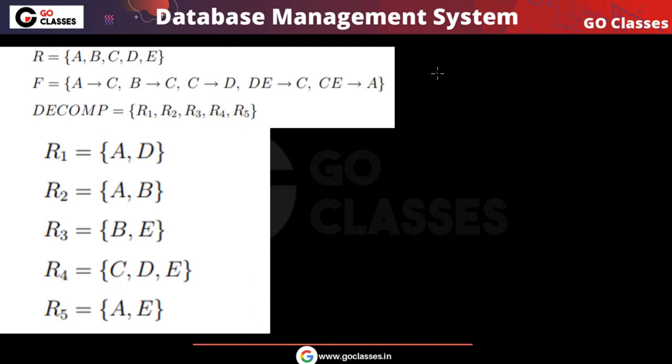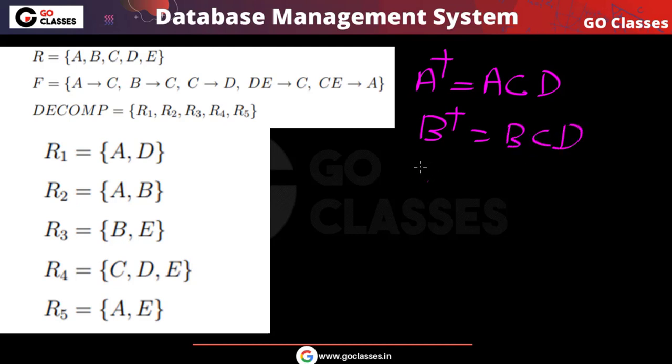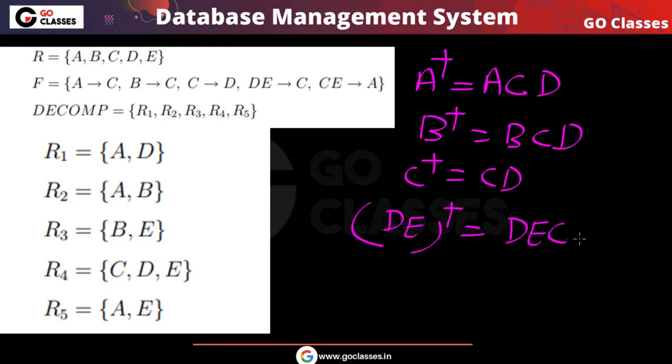Before that, let me just write down the closures. What is the transitive closure of A? A can determine A, C can determine D. So the transitive closure of A is ACD, nothing else we can get. What is the transitive closure of B? That is BCD. And what is the transitive closure of C? That is CD. And what is the transitive closure of DE? The transitive closure of DE is DEC.